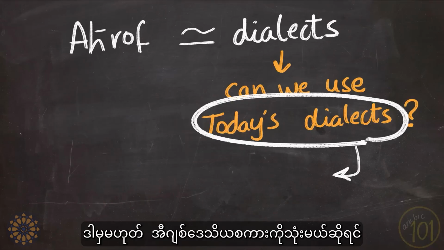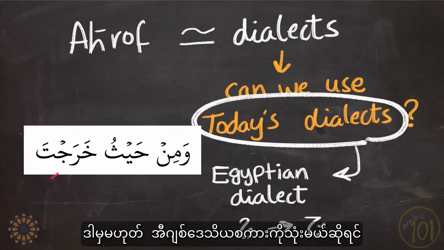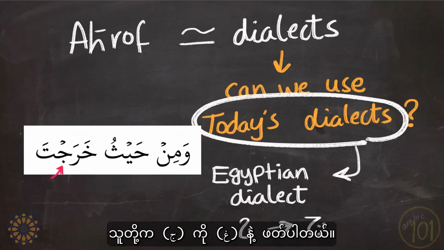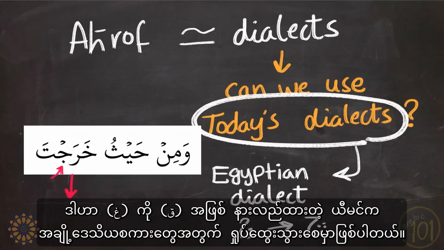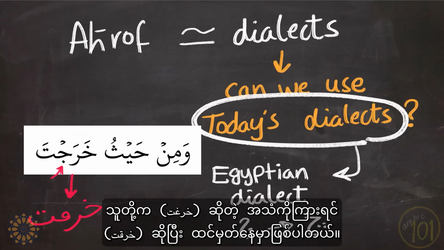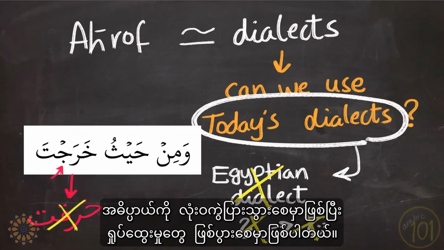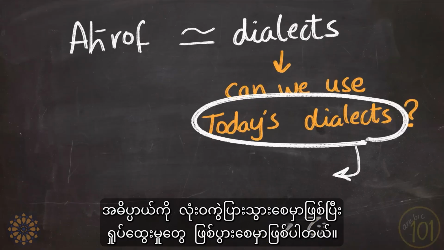Or if you want to use the Egyptian dialect of Arabic, they turn jim into g. And this would be very confusing for some dialects in Yemen that actually understand g as qaf. So if they hear the word kharagt, they would think it is actually kharaqt, which would completely change the meaning and would lead to big confusions.